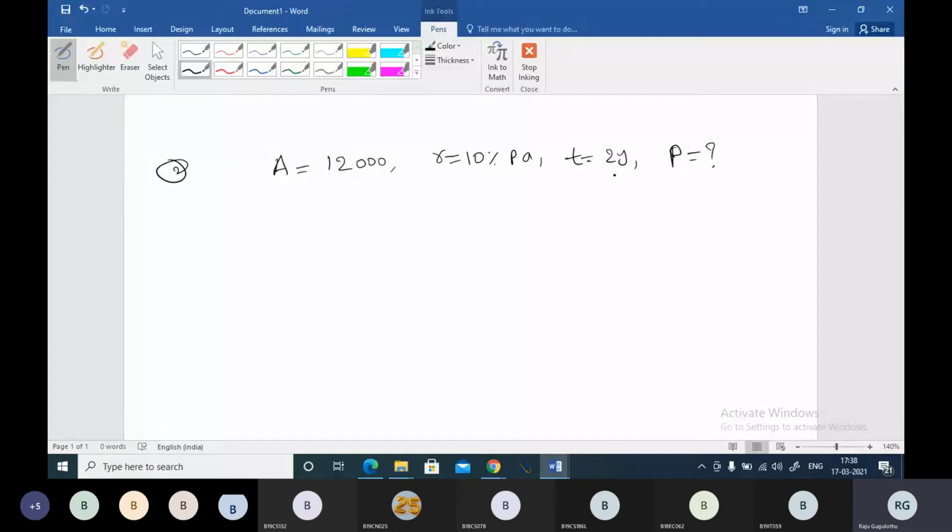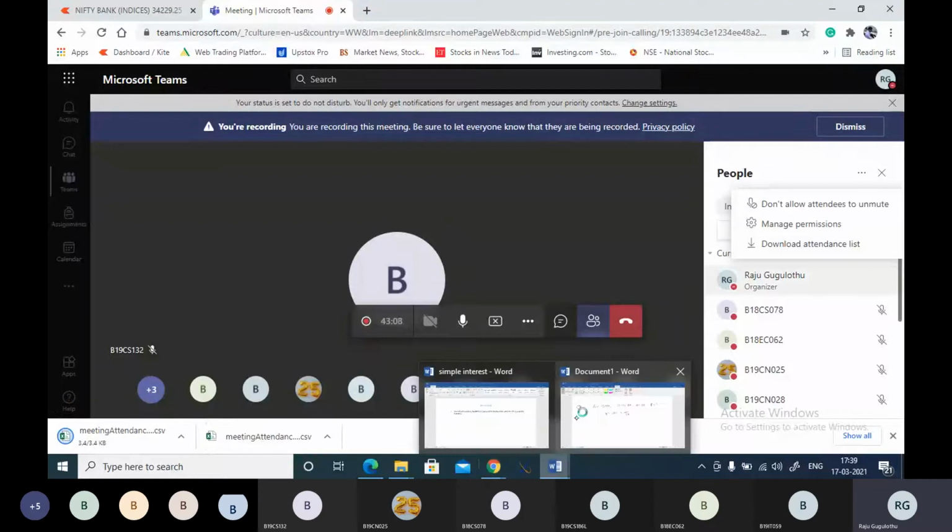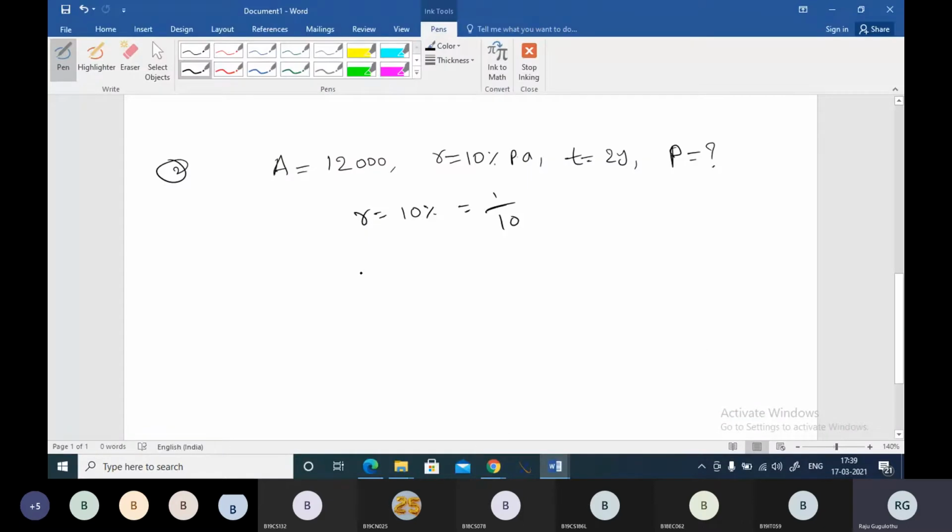So friends, we have the amount as 12,000, the rate is given as 10% per annum, and time is equal to 2 years. I'll tell you one method. You just convert the given rate into its equivalent fraction, boss. We have done this method in percentage also. Now 10 rupees is my principal, and 10% of it is the interest, so 1 rupee is the interest.